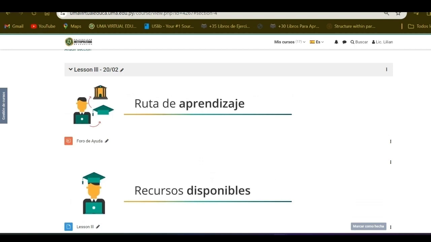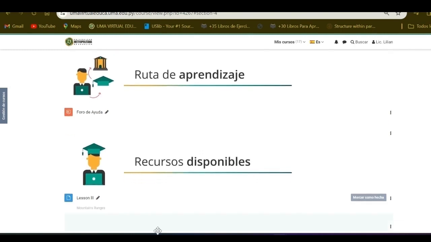Welcome back. Today is lesson 3. So, we'll be talking about mountain ranges.